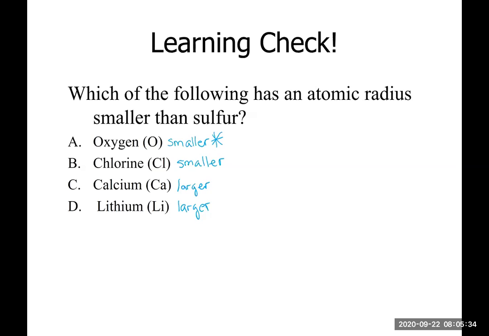So this question could be answered by either A or B. A is the best possible answer because if we're just looking at the trend and not at quantitative values, then oxygen is clearly the smallest. But the answer would be A and B, even though the answer on this slide says it's just A.